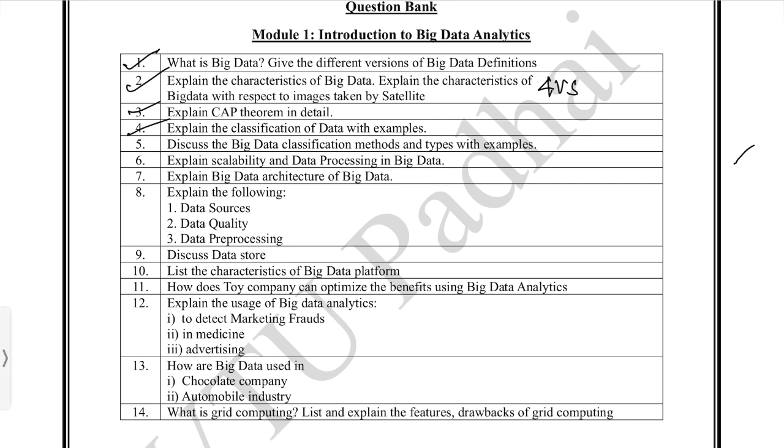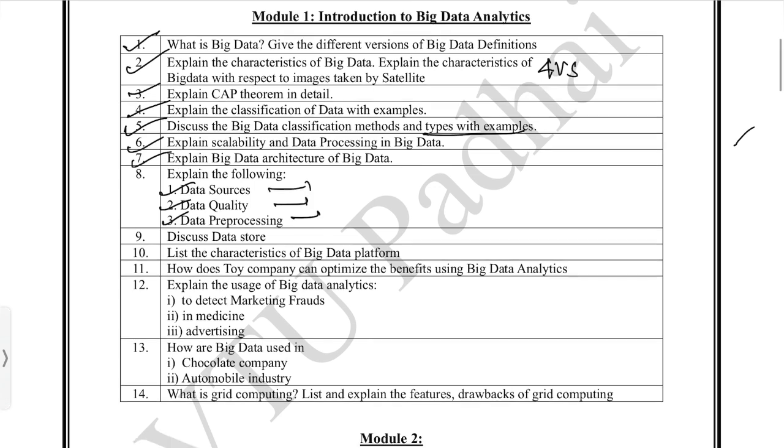Next you have is the classification of data with examples like structured, semi-structured, unstructured data. Discuss big data classification types with examples. Explain scalability and big data processing. Next we have is the architecture of big data, that is nothing but all the 5 layers which was present. Next is explain the following: data sources, data quality, data pre-processing. Explain all these definitions with detail.